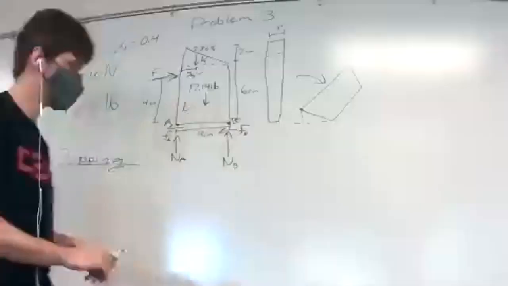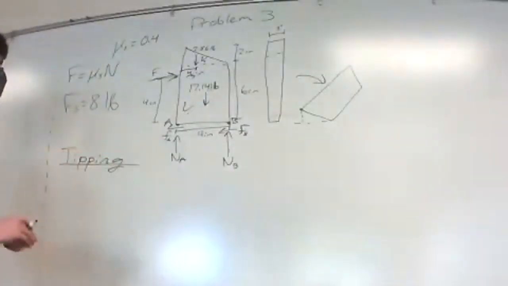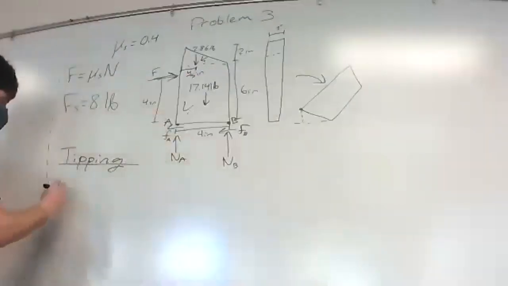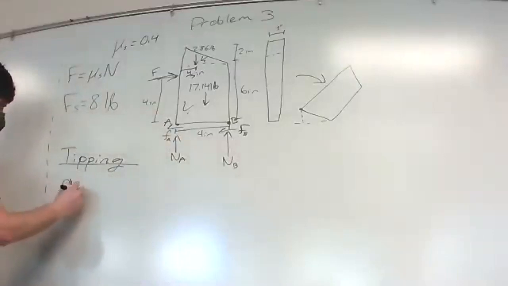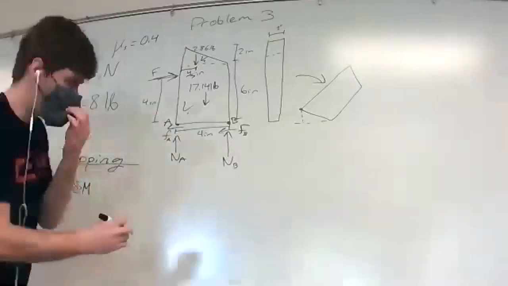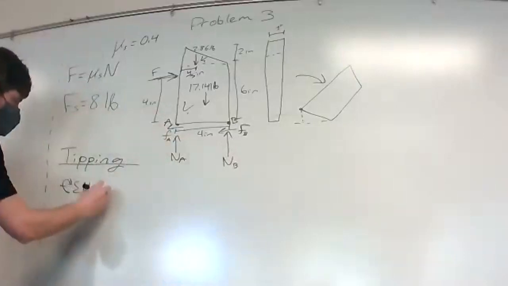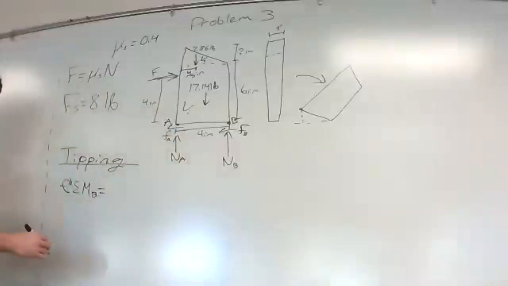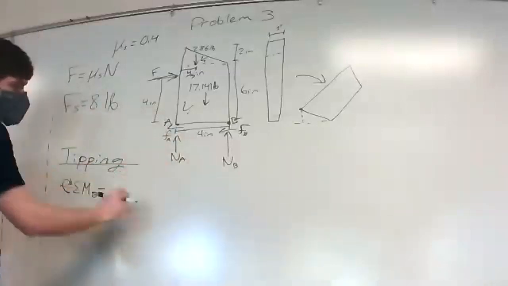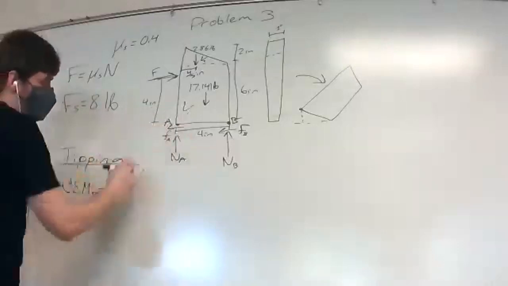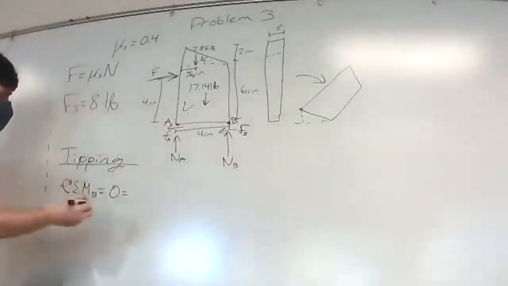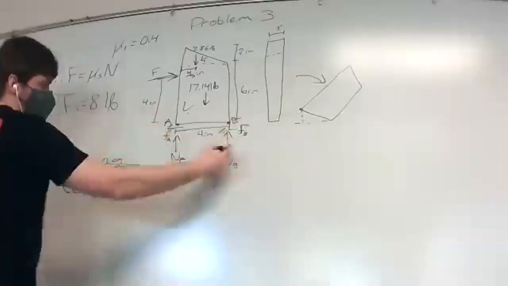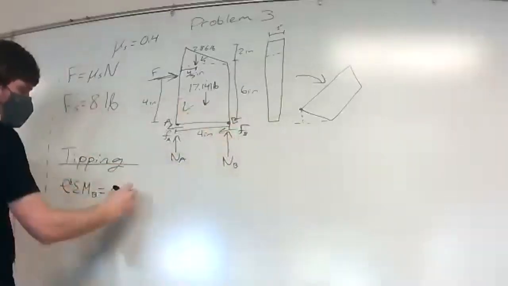So what we can do, now that we know that NA goes away and that the whole structure tilts, is we can say, taking the moment at B, we'll get NB and FB to cross off. We know that our FA and NA go away because this point leaves the ground. So this is going to be equal to 0, which is equal to the counterclockwise positive, so we'll have minus 17.